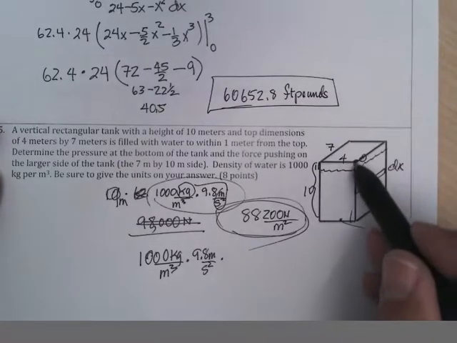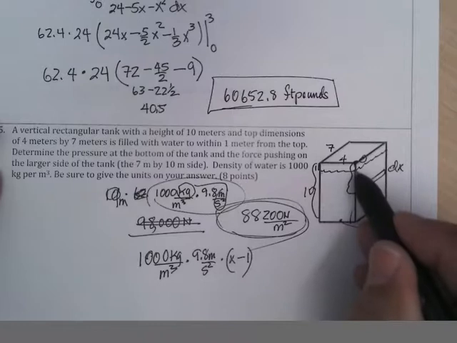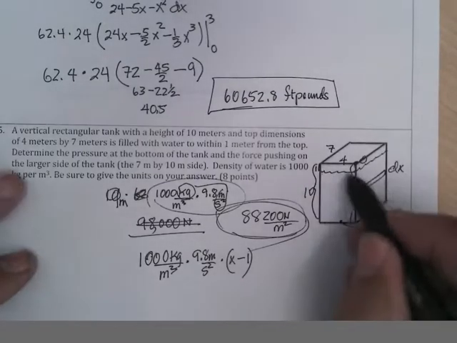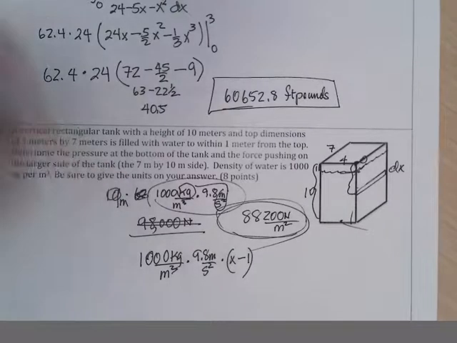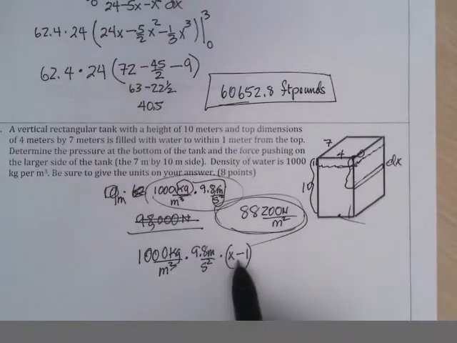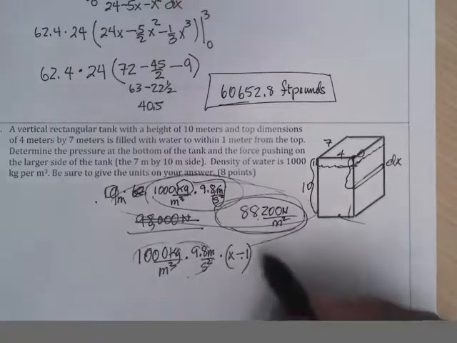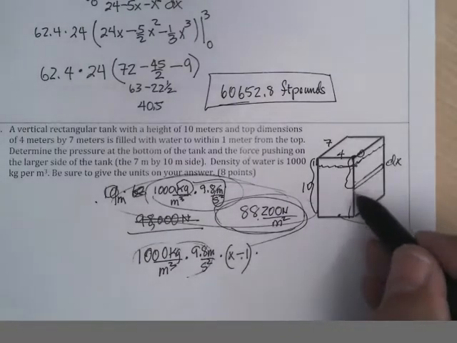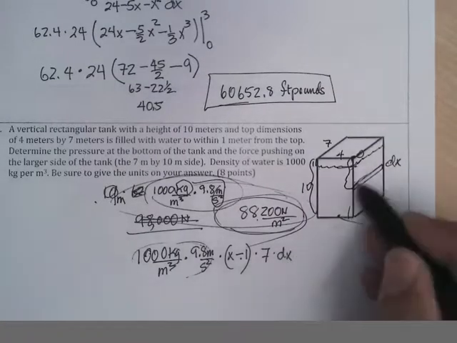So if that's x, my depth would be x minus 1. You could put the origin right there at the top of the water, and then it would be just x. It just makes a difference in what the limits are. So the weight density times the depth is pressure, like we did in the first one, times the area of that. Well, it's going to be 7 by dx. That's the area of this rectangle.